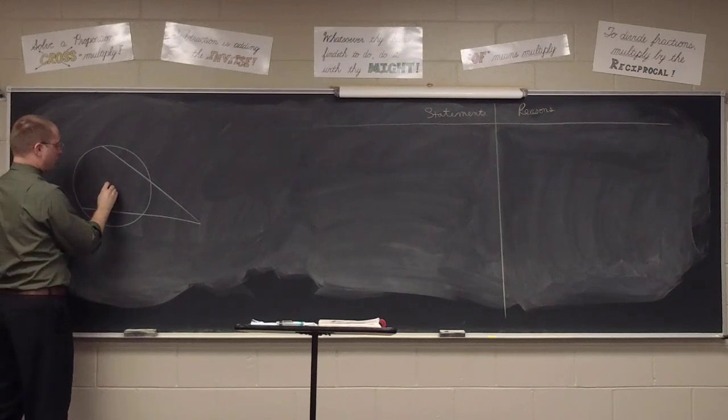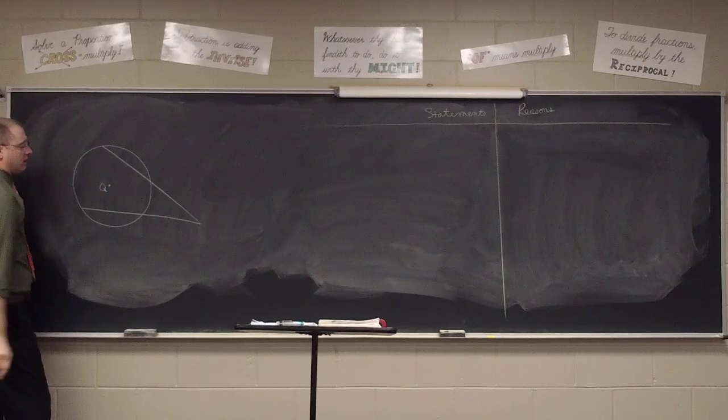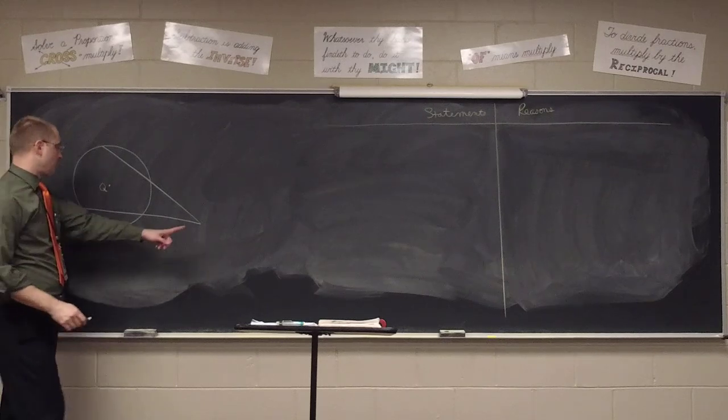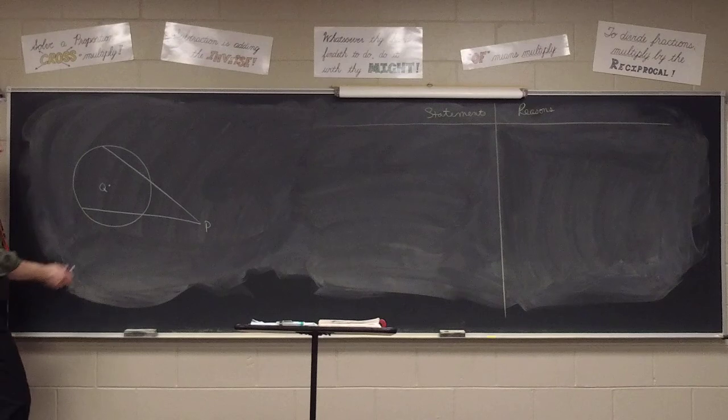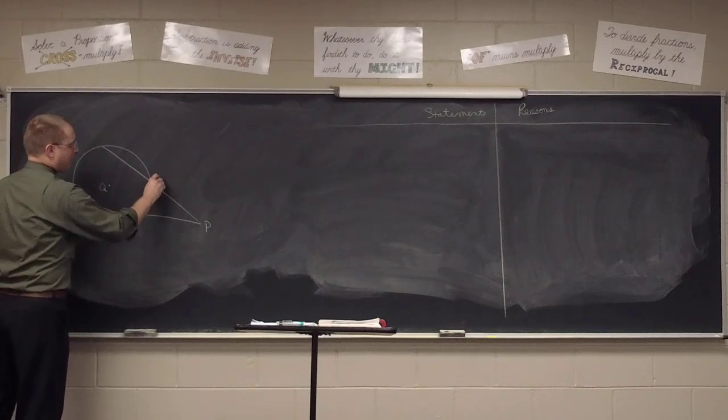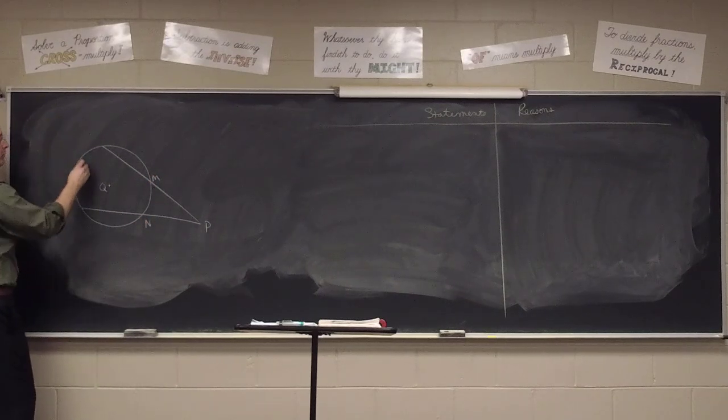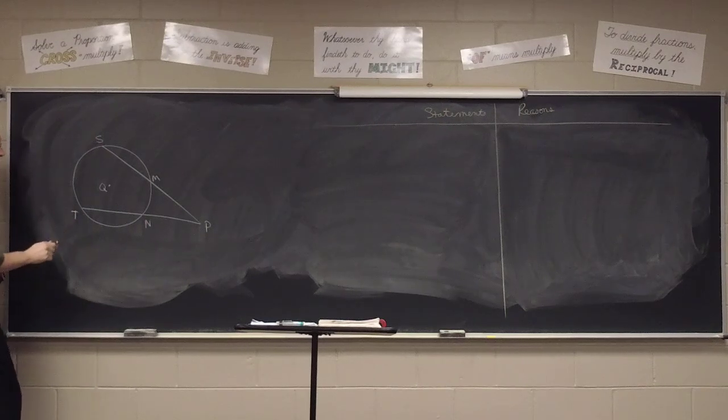Let's call the circle Q. We'll mix it up a little bit here. Let's call this point out here P. And let's call the first two points of intersection M and N. And let's call the latter points of intersection S and T.